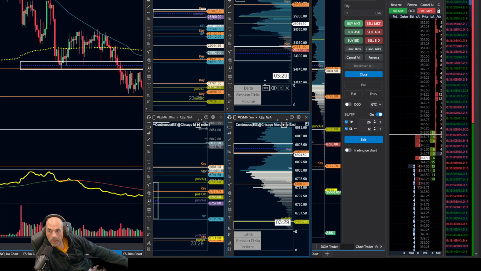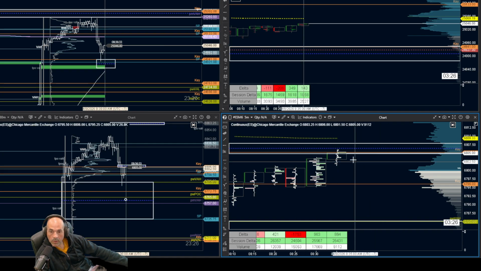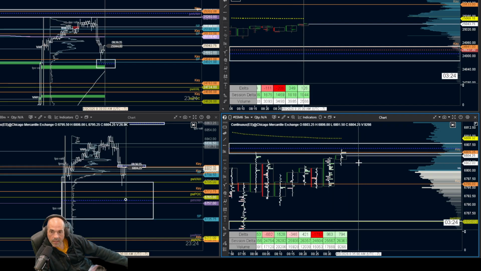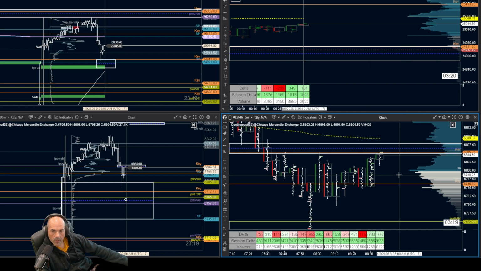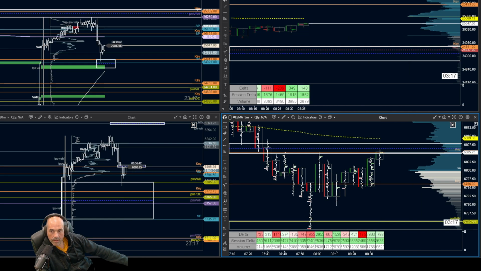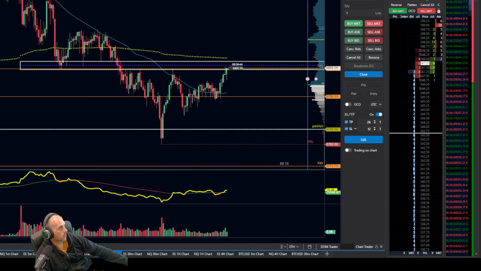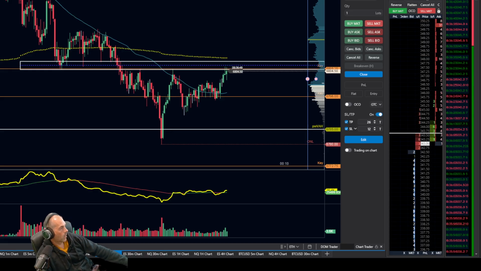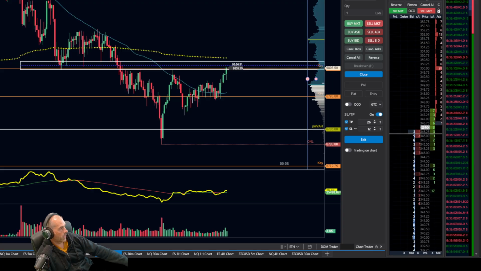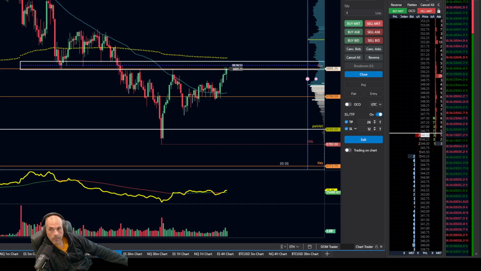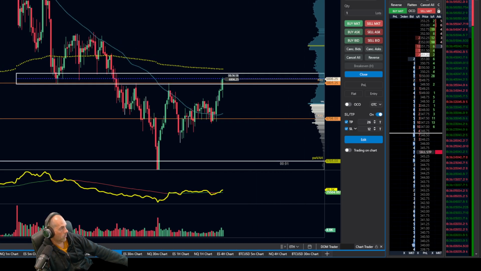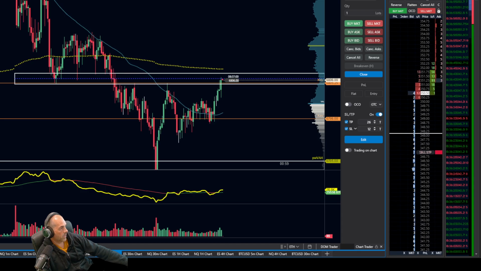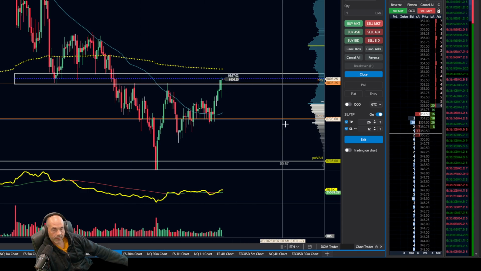See what I'm really looking at here is this little box right here, and I want to see that acceptance in that box. We can come in there, but I want to see if people are happy to buy in there. Right now, we're just kind of wicking with some buys coming in. Okay, there we go. Might see a little liquidation. We do have that.